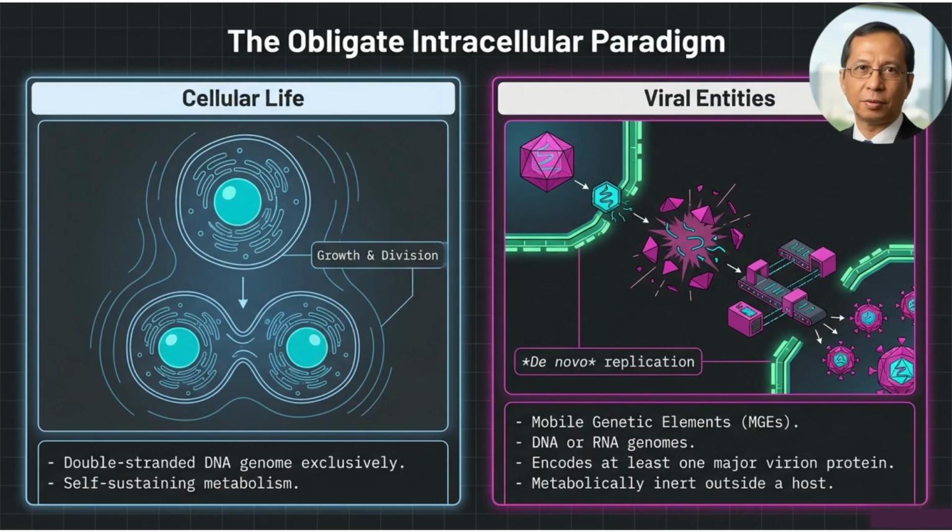To truly understand viruses, we must first grasp the concept of the obligate intracellular paradigm. Unlike cellular life, which exhibits growth, division, and self-sustaining metabolism, viral entities are fundamentally different. Cellular life typically possesses a double-stranded DNA genome exclusively. In contrast, viruses engage in de novo replication, often utilizing mobile genetic elements and possessing either DNA or RNA genomes. A defining characteristic is their metabolic inertness outside a host, meaning they require a host cell to replicate and produce at least one major virion protein.